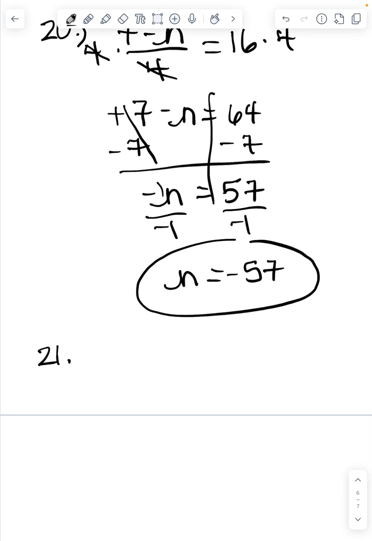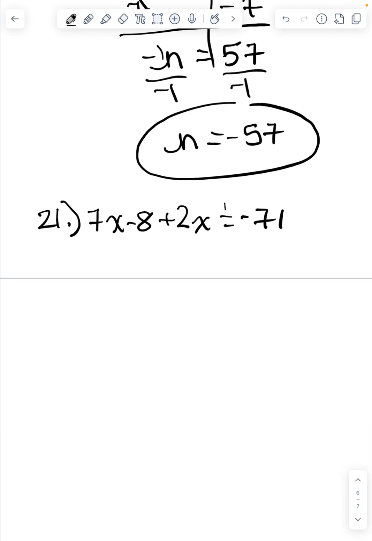Number 21. 7x minus 8 plus 2x equals negative 71. Okay, we've got some like terms to clean up on the left side of the equal sign. Have to do that first. Our like terms are the x's. 7x plus 2x is 9x minus 8 equals negative 71.